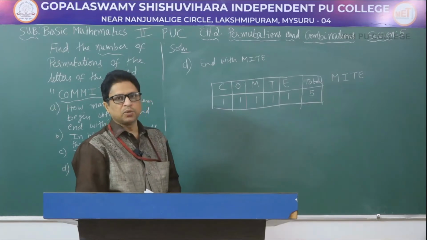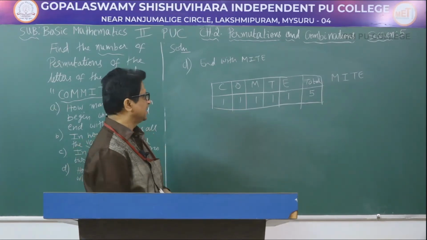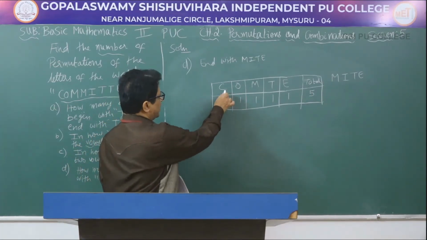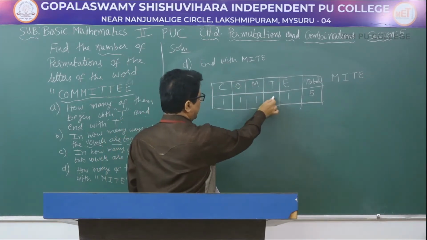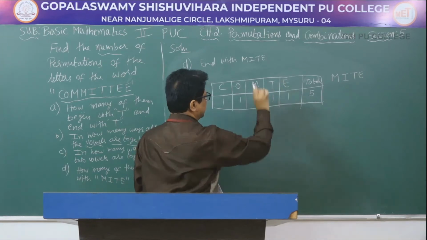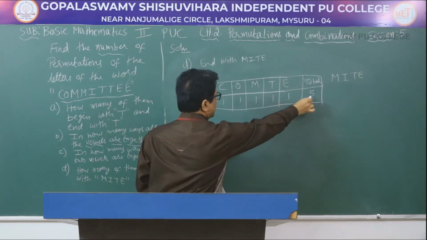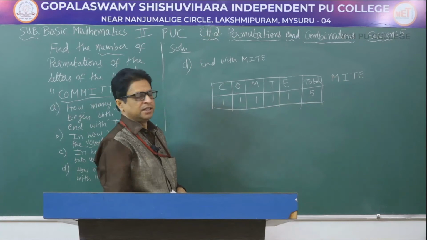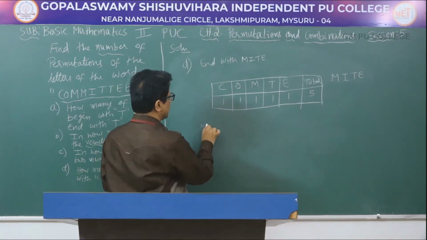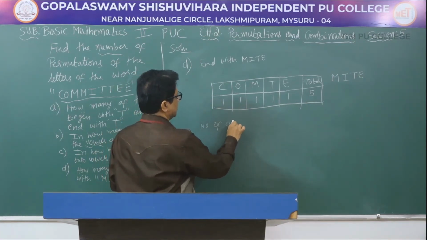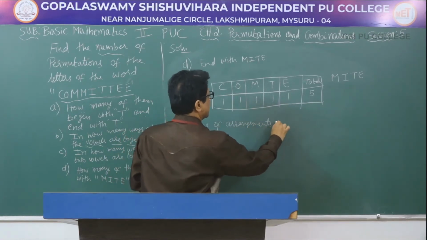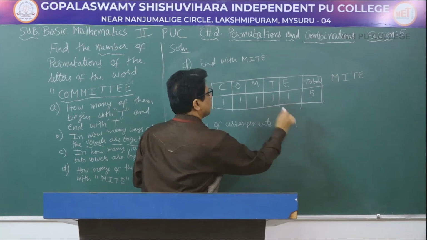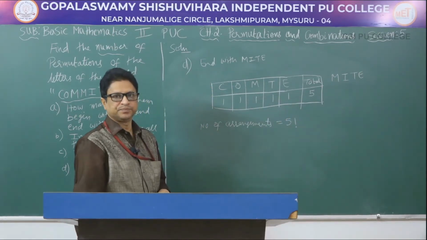So, if we exclude the letters MITE, then there will be 1 C and 1 O, 1 M and 1 T and 1 E. Therefore, the total number of the letters will become 5. Therefore, number of arrangements equals 5 factorial.